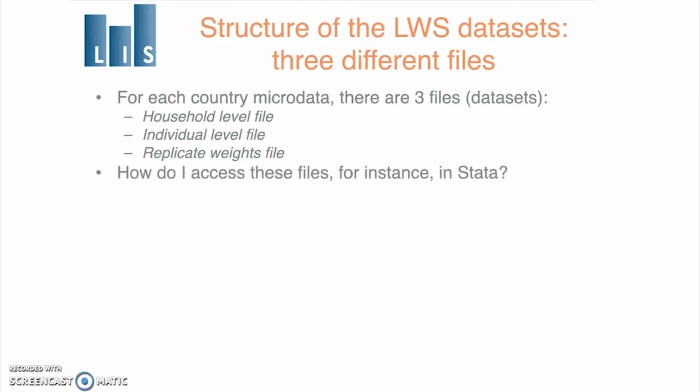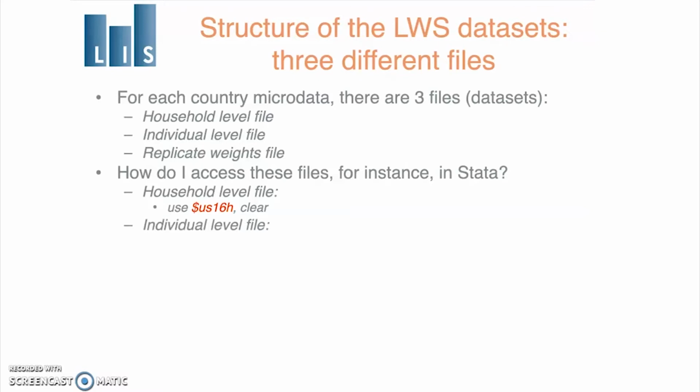How do I access these files? For instance, in Stata through the remote execution system called LISI. For instance, to call household level file, you type Stata command use followed by $ sign and 2-digit ISO country code with the last 2 digits of dataset reference year. A letter at the end identifies the type of file. The H, in this case, stands for the household.